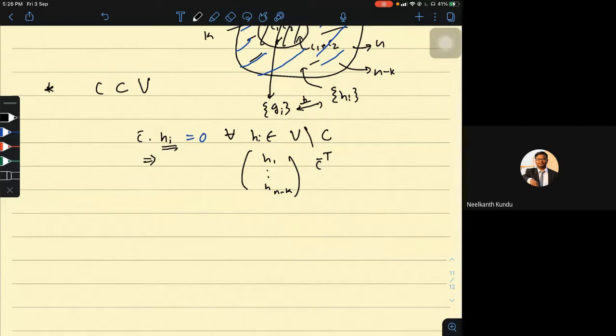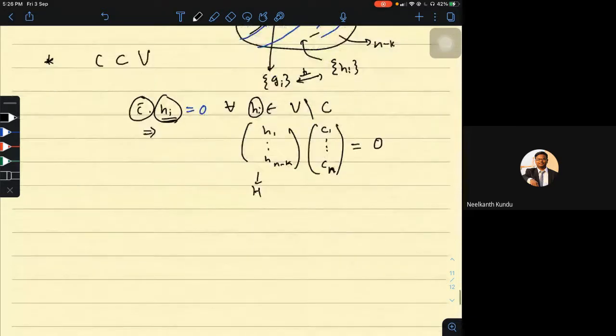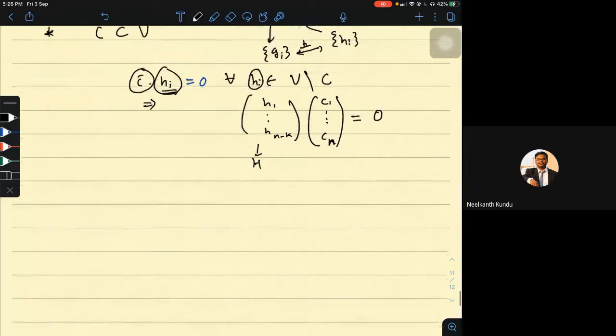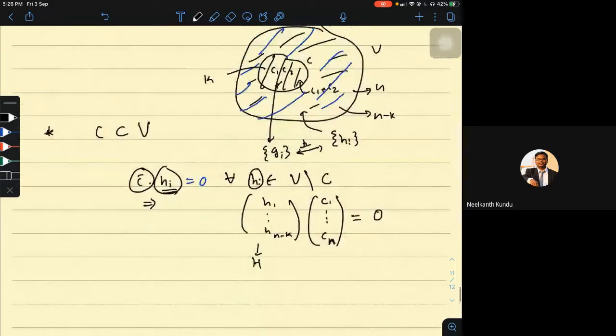So basically I'm taking the code vector and writing it as a vector with scalars. And I can write them as a product with this matrix H, which lists out all these dual vectors Hi as its rows. And this should be 0 because for every Hi, the code vector is orthogonal to it. The inner product between those two is 0 because it belongs to a dual space. It does not belong to the same space.